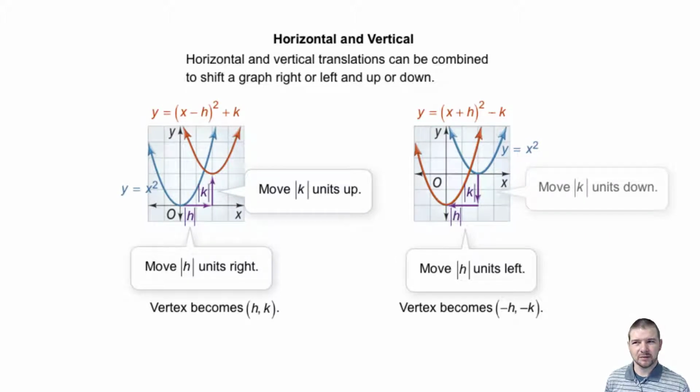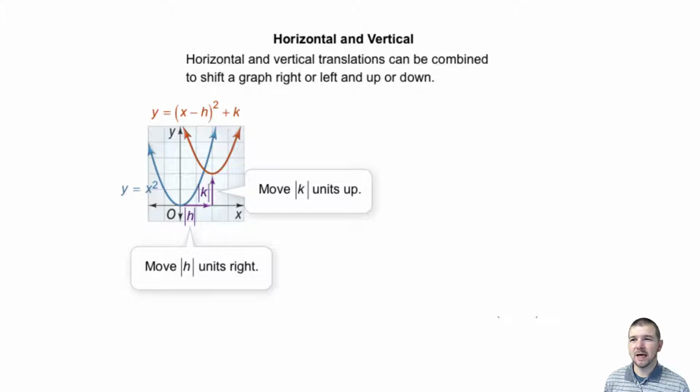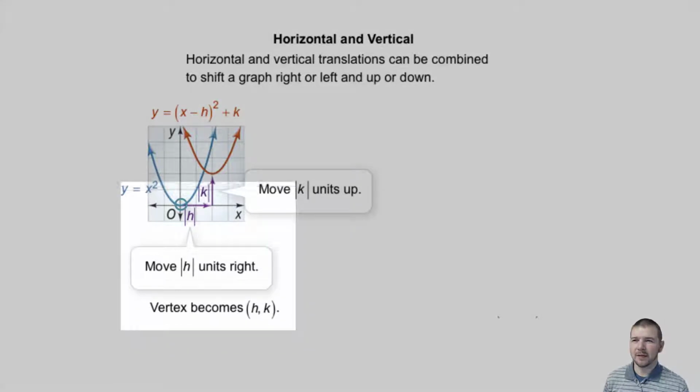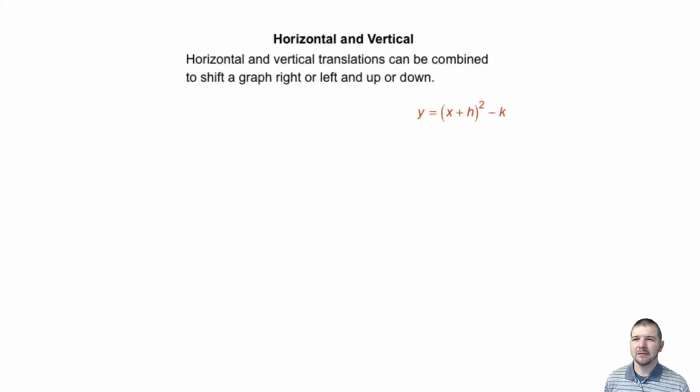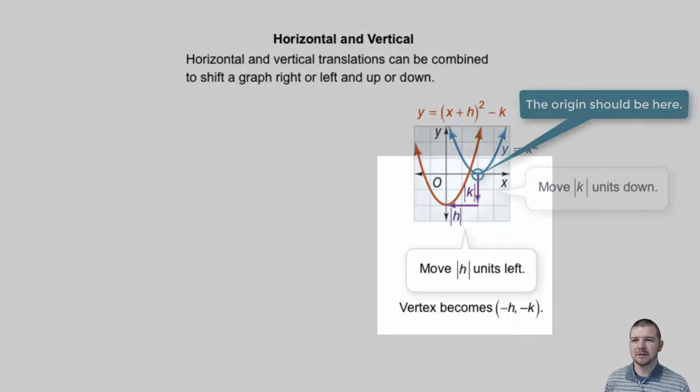Finally, horizontal and vertical. Horizontal and vertical translations can be combined to shift a graph right or left and up or down. So in the case of y equals the quantity x minus h squared plus k, we'll move the absolute value of k units up and the absolute value of h units to the right. Now the vertex, rather than being the origin, becomes the ordered pair h comma k. Now in the case of y equals the quantity x plus h squared minus k, we'll move the absolute value of k units down and the absolute value of h units left. The vertex becomes the ordered pair negative h comma negative k.